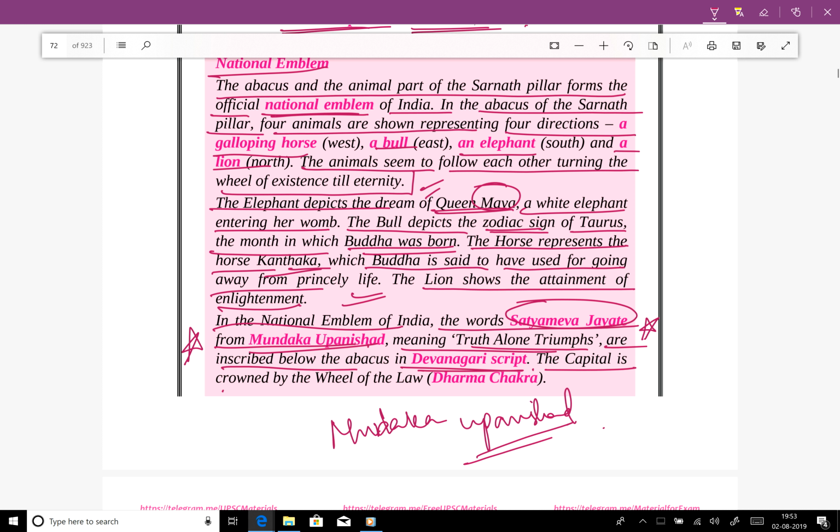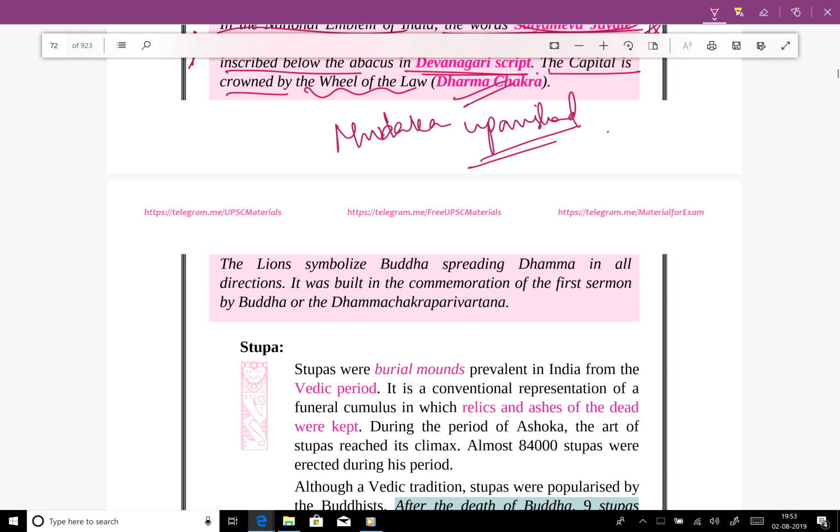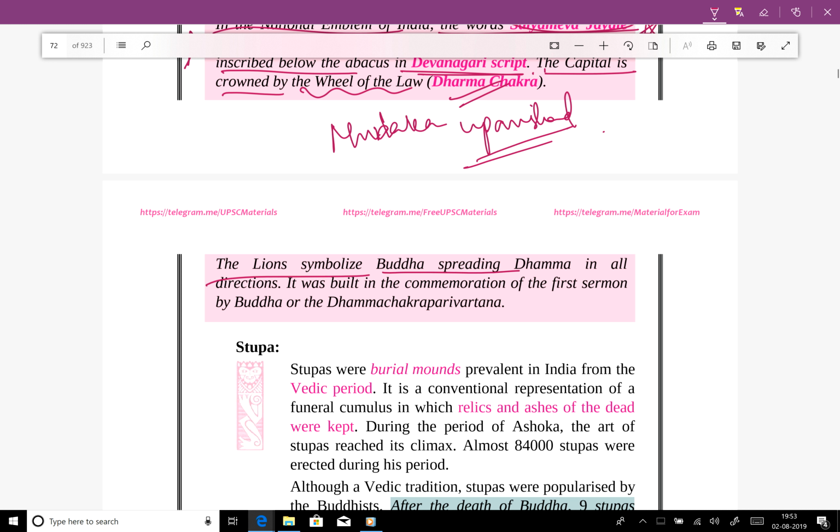The capital is crowned by the wheel of law, Dharma Chakra. The lion symbolizes Buddha spreading the Dharma in all directions. It was built in commemoration of the first sermon by Buddha, or Dharma Chakra Parivartana.